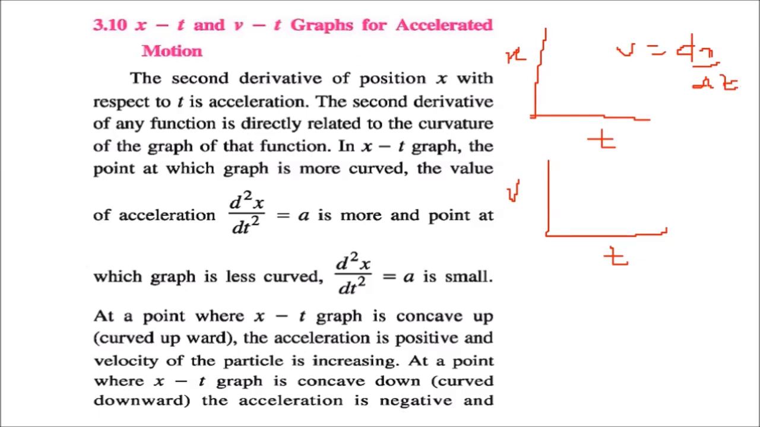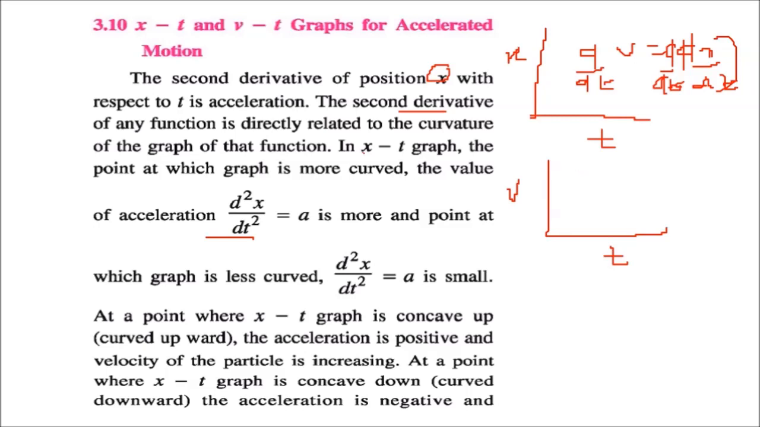And the second derivative of this position x with respect to time is acceleration. That is dv by dt. That is double differentiation, d by dt of dx by dt, which is d2x by dt square. So the second derivative of any function is directly related to the curvature of the graph of that function.